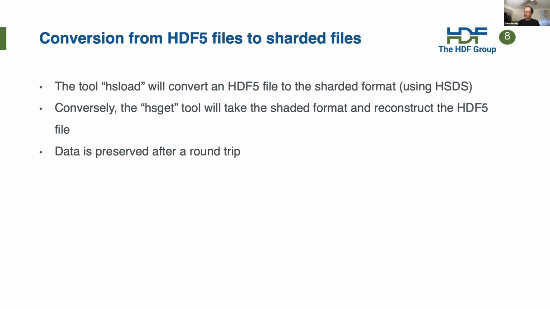So if we have HDF5 files, maybe we want to convert to this sharded format. We have a tool, hsload, that takes an HDF5 file and does this conversion using the HSDS server. And if you want to go back to HDF5, you can use hsget, which will do the reverse. And the data is preserved after this round trip. It's maybe not totally exact. I think the chunk layout may change, a few minor details, but basically you get back what you started with.